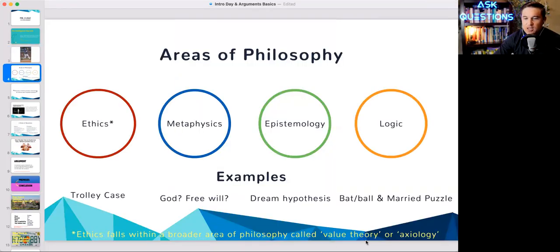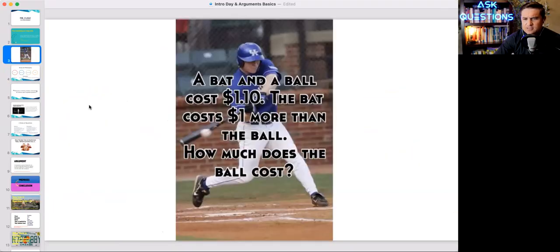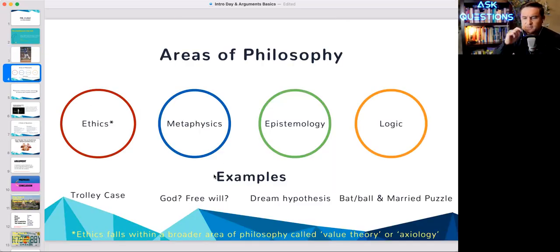So as you can see here, logic is a major area of philosophy. Logic is also studied in other disciplines. So in mathematics, there is a subfield that studies logic. And some might argue that the foundations of mathematics are logical axioms, and that might be the case. And you can even see in this baseball puzzle that there's this math element to it. So there certainly is overlap between the fields.